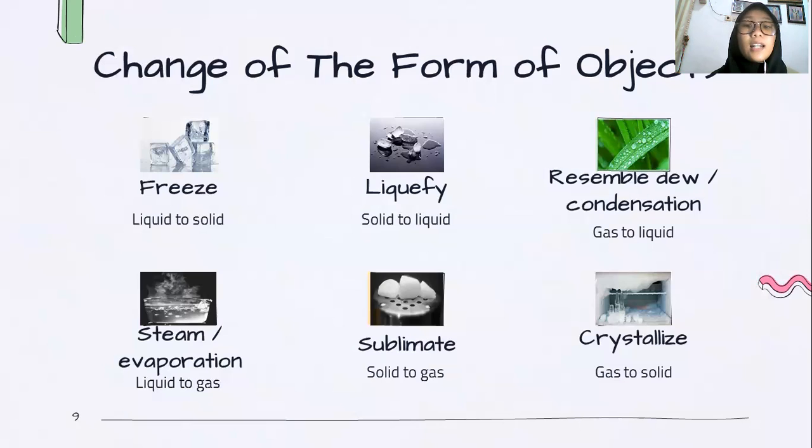Okay, and last is crystallization. Crystallization is an event of changing the form of an object from gas to solid. In this event, the substance releases heat energy. An example of crystallization is steam that turns to snow. Okay.